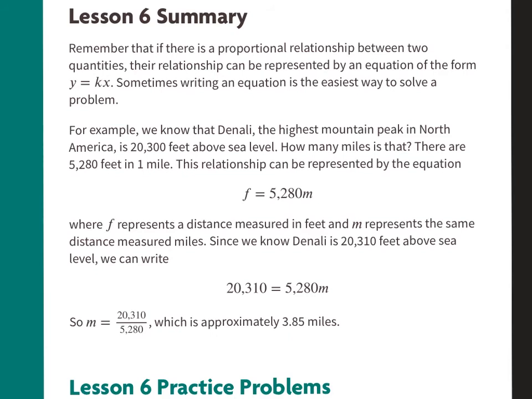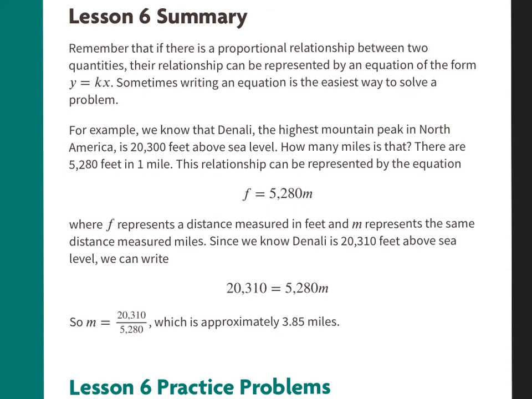Now this is just a multiplication equation, and to solve, to get rid of multiplication, we divide. So 20,310 divided by 5,280 is 3.85 miles. It's pretty high up. Okay?